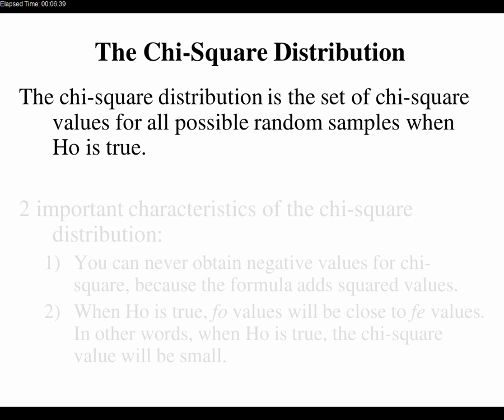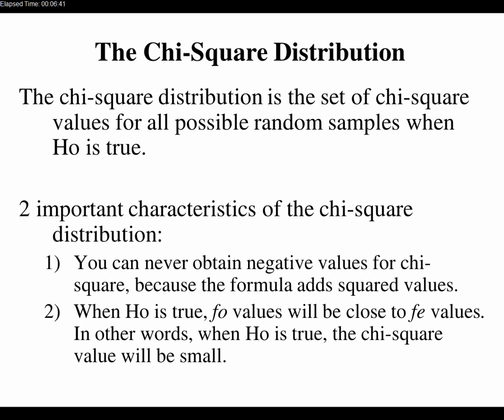Two important characteristics of the chi-square distribution are, one, that you can never obtain negative values for chi-square because the formula adds squared values. So if you get a negative value, go back and check your math. And two, when the null hypothesis is true, the observed frequency values will be close to the expected frequency values. In other words, when the null hypothesis is true, the chi-square value will be small.